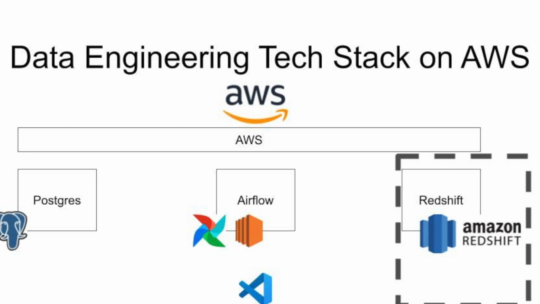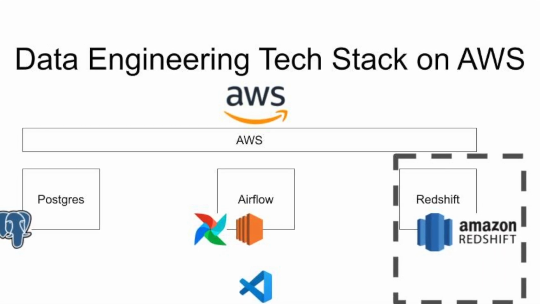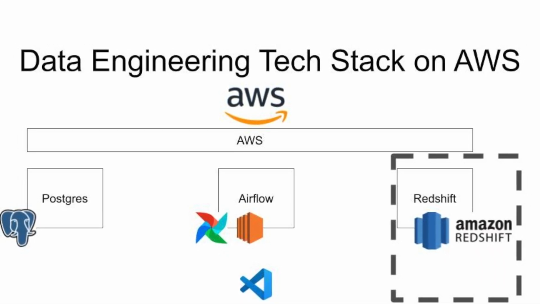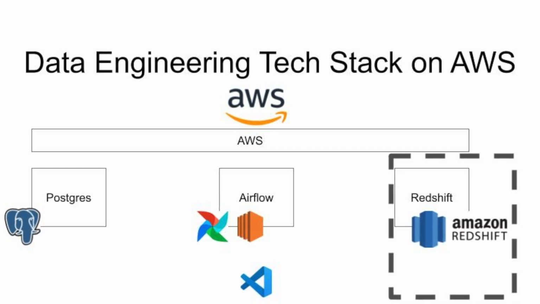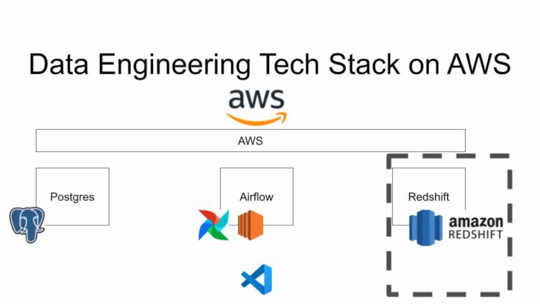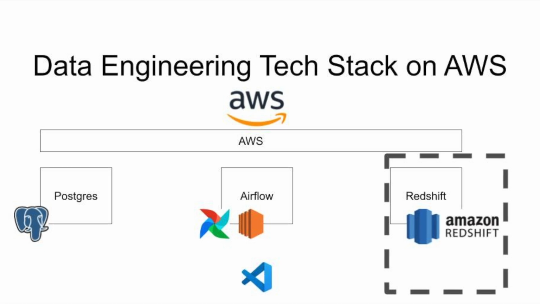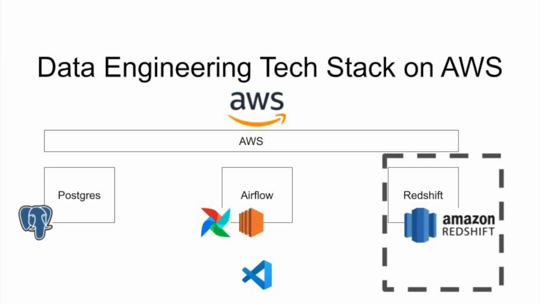Today we are going to check how to install Redshift on AWS, and then we'll write a simple DAG to bring data from Postgres into Redshift. So let's get started.